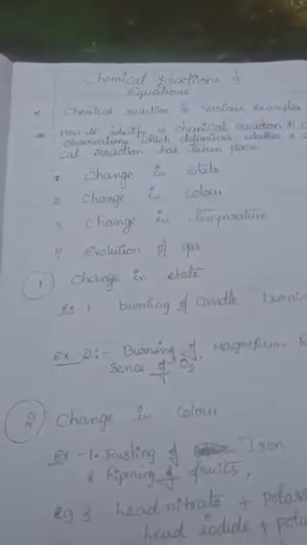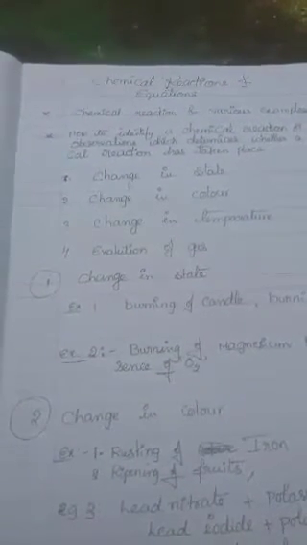There are 4 observations which tell us whether a chemical reaction is taking place or not. The first one is change in state. The second one is change in color, the third one is change in temperature, and the fourth one is evolution of gas. So these are the 4 observations which tell us whether a chemical reaction is taking place or not. Now we will study them in detail one by one.